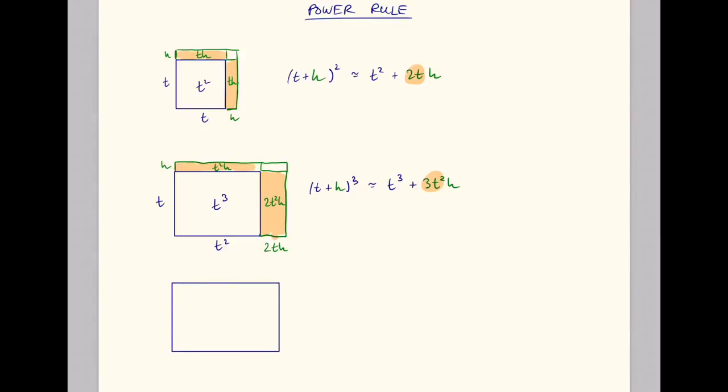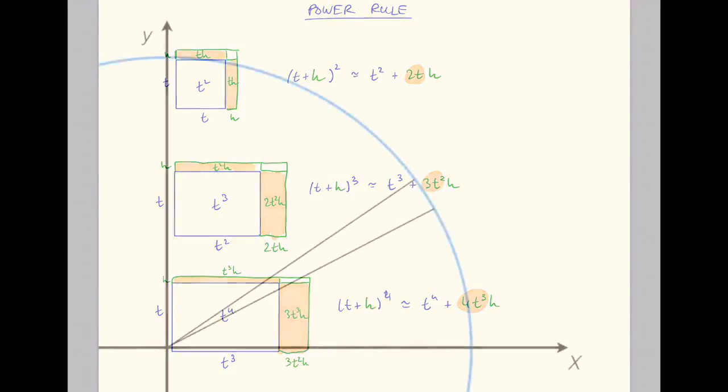The derivative of t cubed is thus 3t squared. Maybe you can already guess how this continues. For t to the 4, draw a rectangle with sides t and t cubed. Increase both sides by h and 3t squared h respectively, then the thin rectangles are t cubed h and 3 times that, yielding a derivative of 4t cubed, and so on.